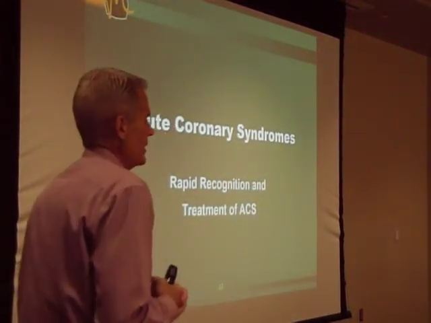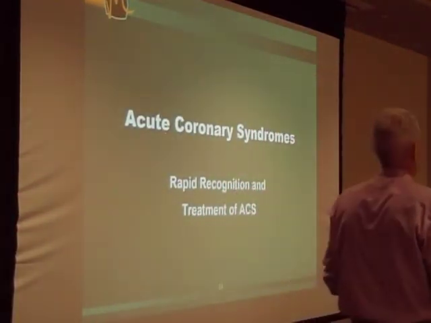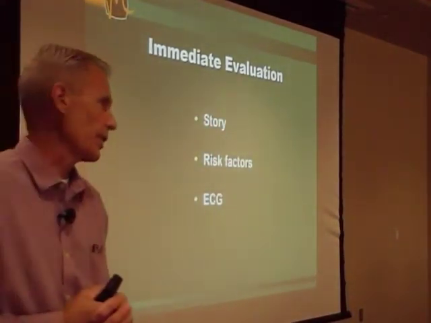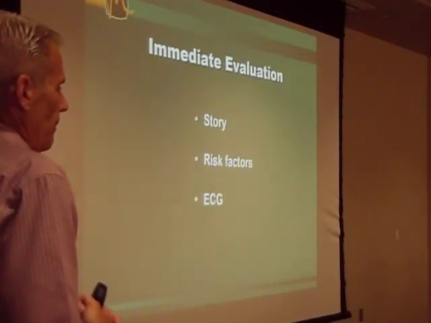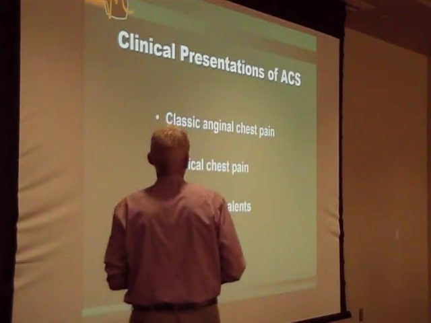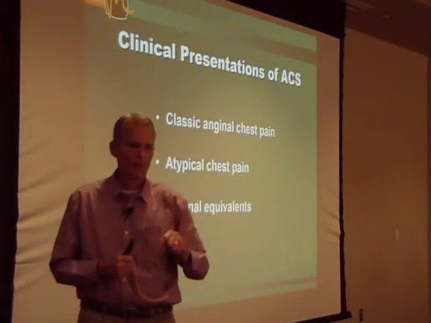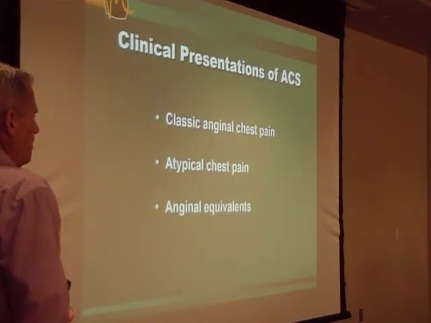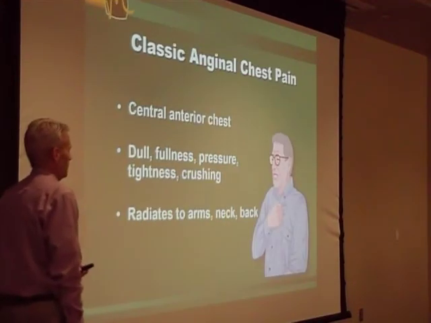So when it comes to ACS, we want to make sure that we can rapidly identify these patients so we can begin treatment. And I told you before, your patient's story is very important. Evaluate risk factors, and then we couple that together with our patient's EKG. So what I'd like to do for just a couple minutes here is talk about the different presentations that you see. And there are 3 subsets of symptoms that are important: classic anginal chest pain, atypical pain, and your anginal equivalents.